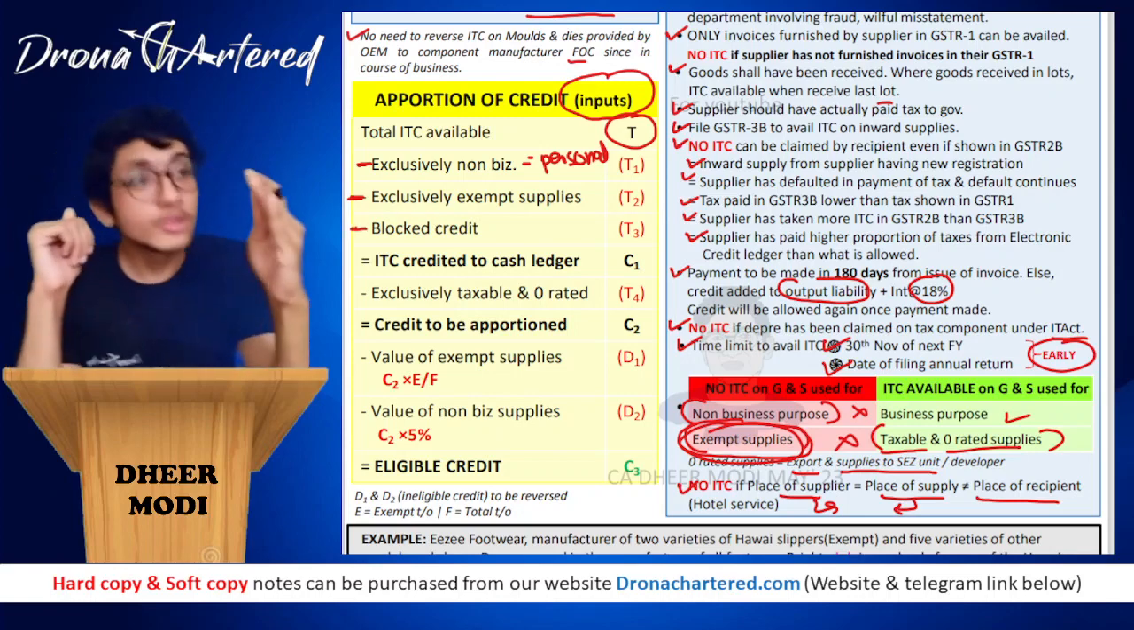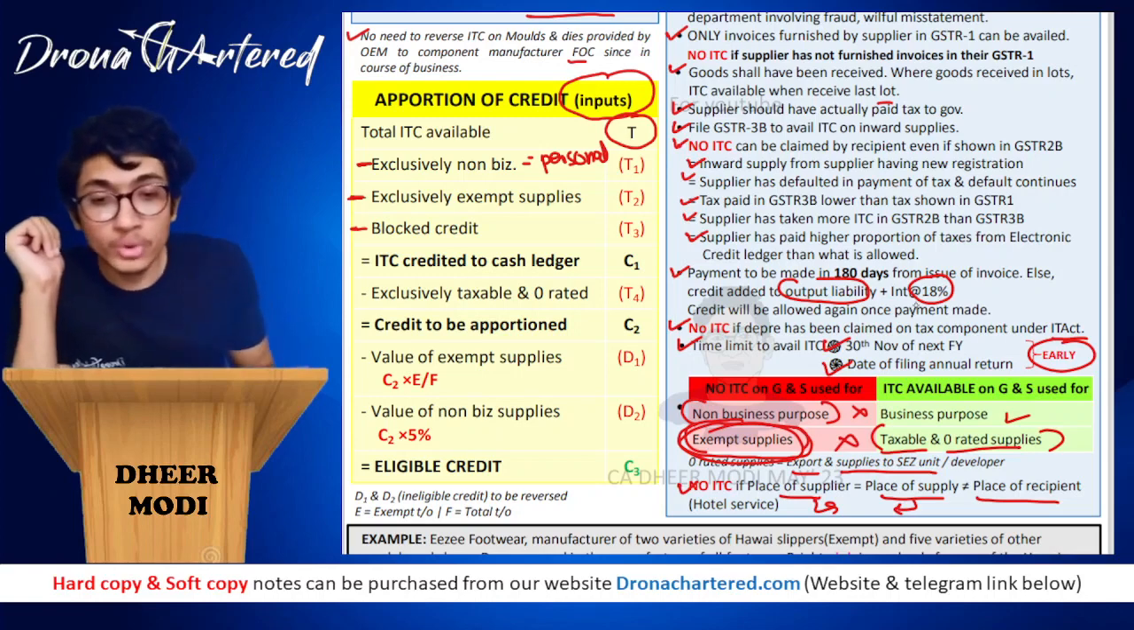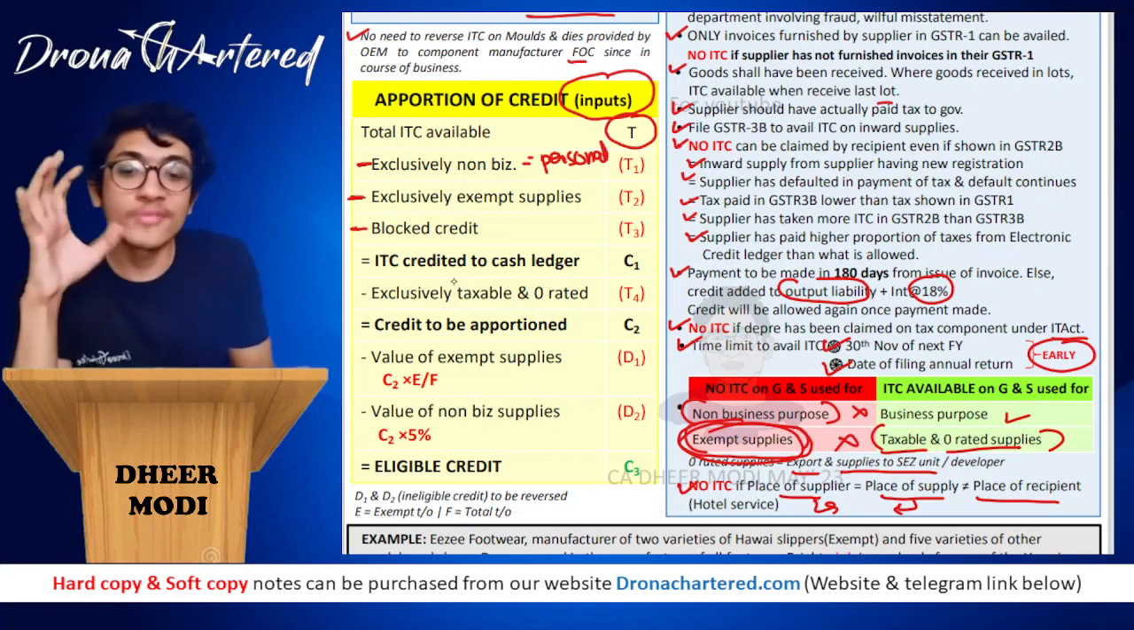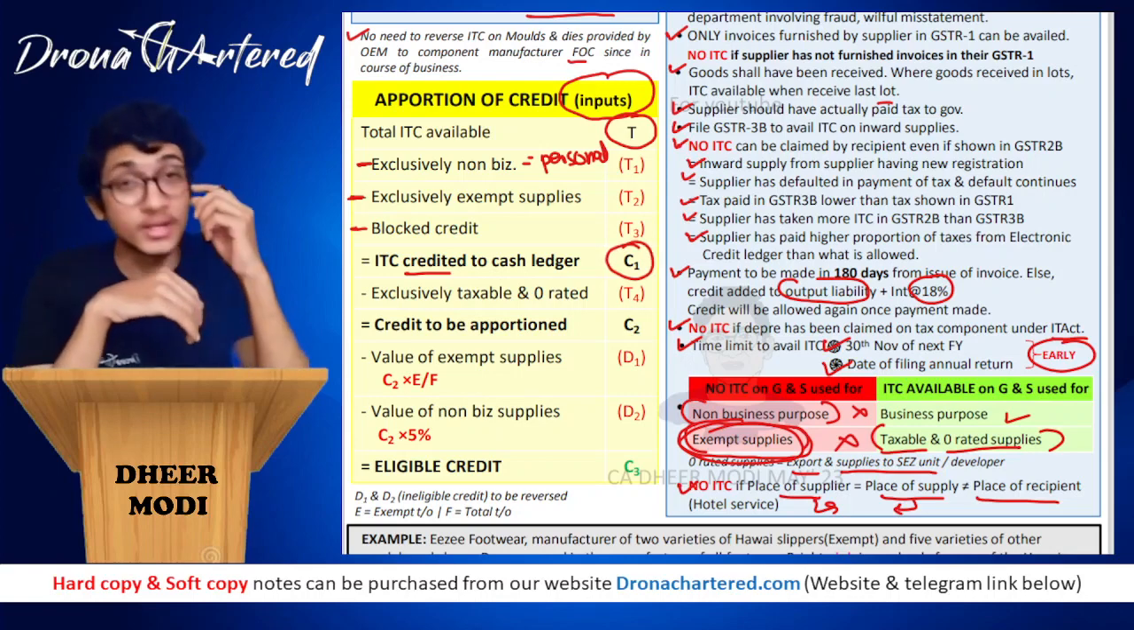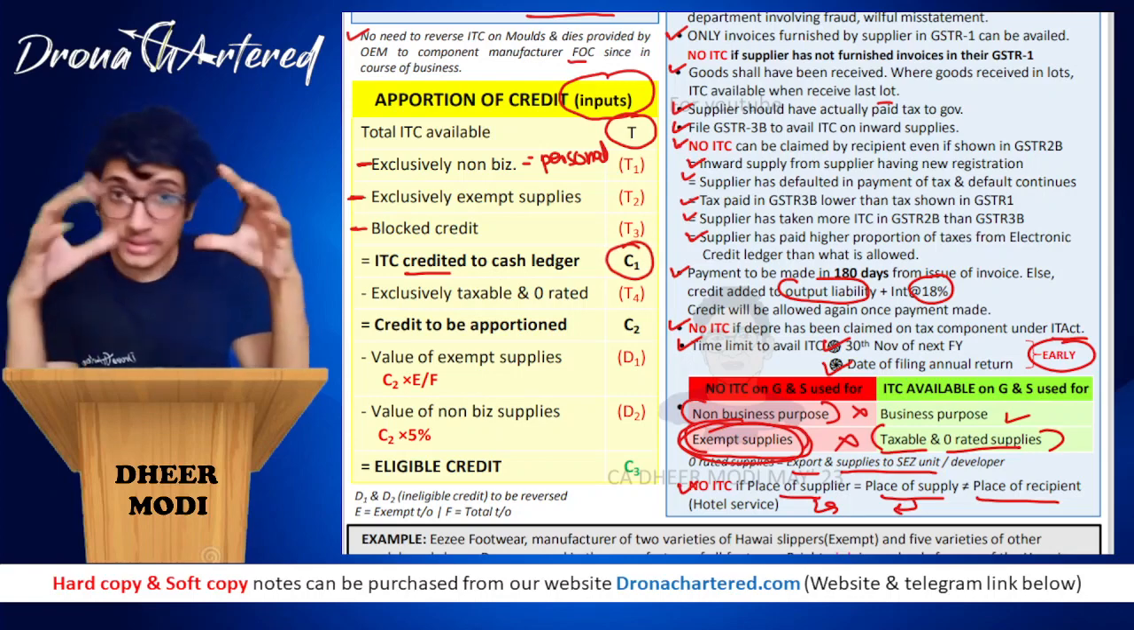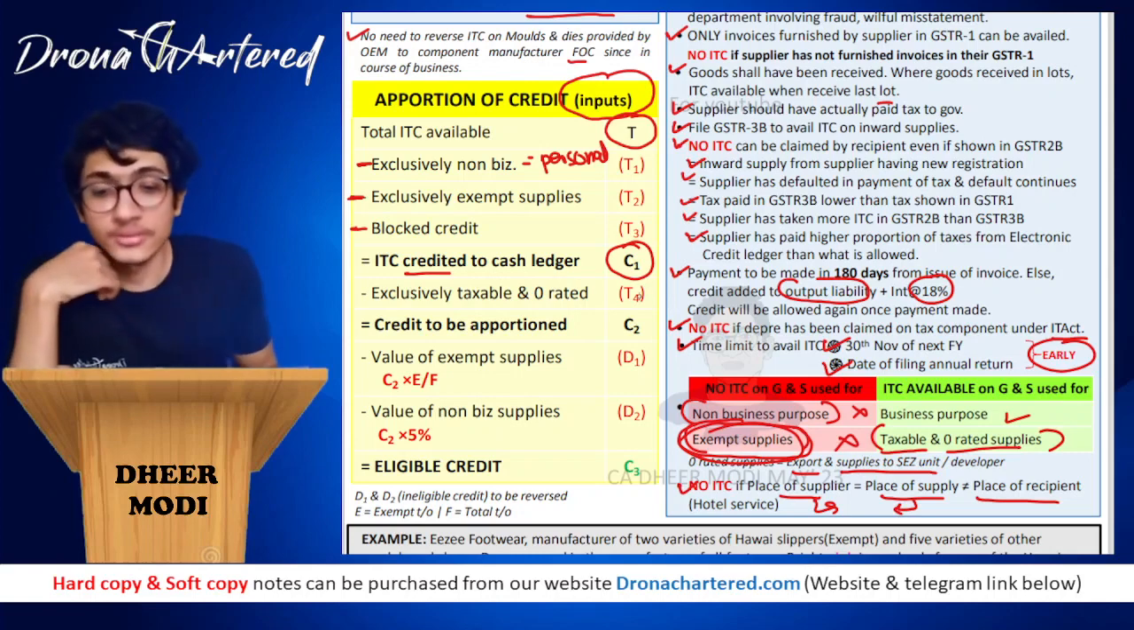Now from T, when you subtract T1, T2, T3, what you get is C1. That is, this amount of ITC will be credited to your cash ledger, that is your C1. This is what will be credited to your cash ledger.